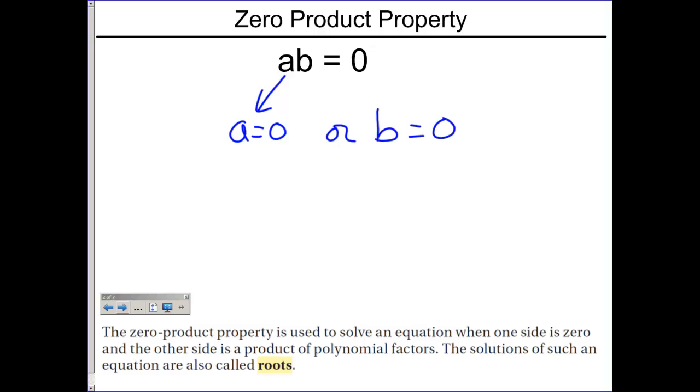And it doesn't matter which one equals 0, because when you multiply anything by 0, you get an answer of 0. So we're going to force our equations or our expressions to equal 0, and we're going to solve them. And when we solve them, we call those solutions roots.